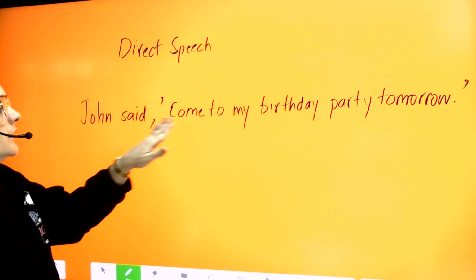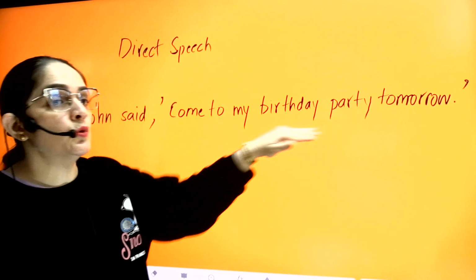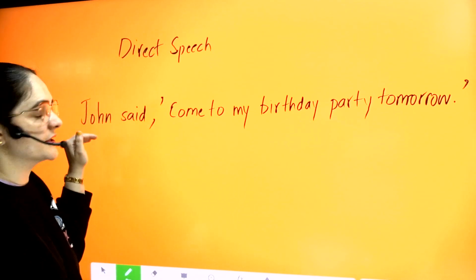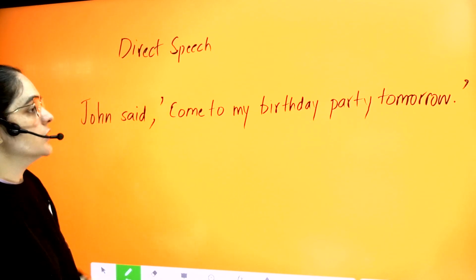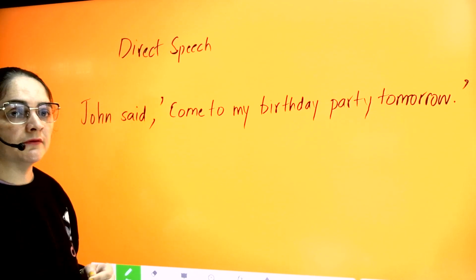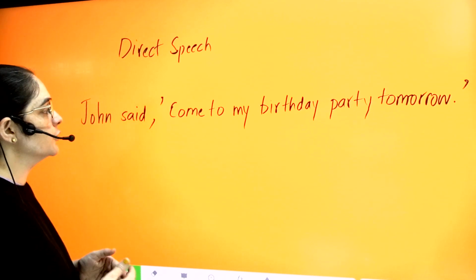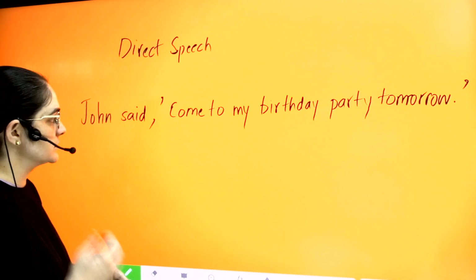John said, "Come to my birthday party tomorrow." So this is the dialogue, and who said this dialogue? John said this dialogue. Whenever we need to mention a dialogue or a word-by-word thing, we use quotation marks. Now there are a few rules for using quotation marks.